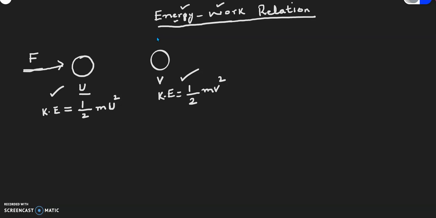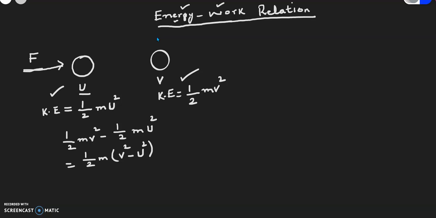So the final kinetic energy is 1 over 2 m v square minus 1 over 2 m u square. Now if we factor out 1 over 2 m, where m is the mass of the body, you are left with v square minus u square.